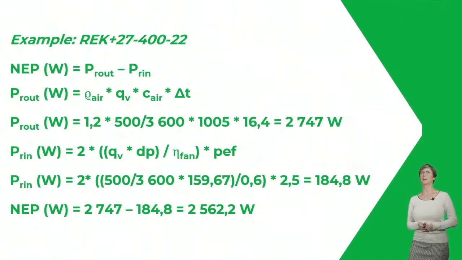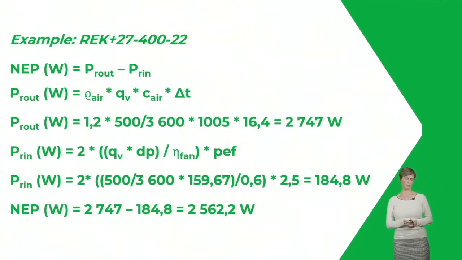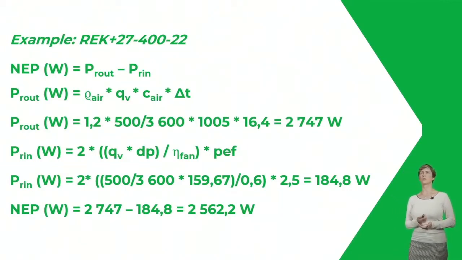I prepared an example here. We will calculate what's the net energy performance for Rec Plus 27 400. As you can see from the formula, you get 2747 watts and you have to put in 185 watts. So the difference between these two values is 2562 watts. That's the net energy performance of this unit.